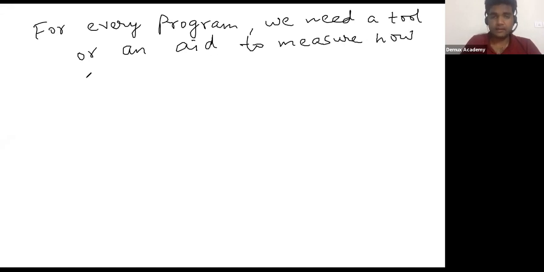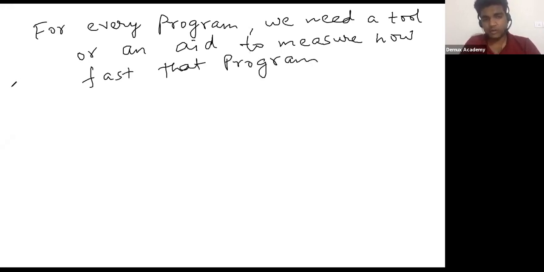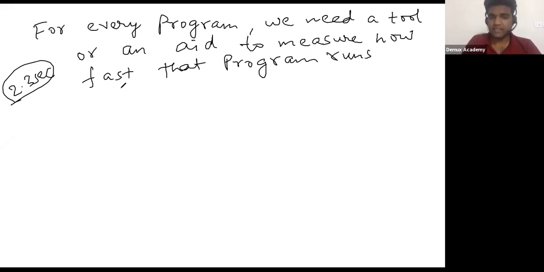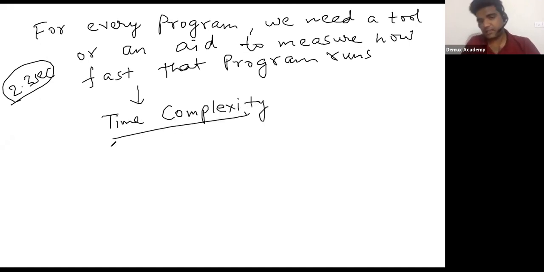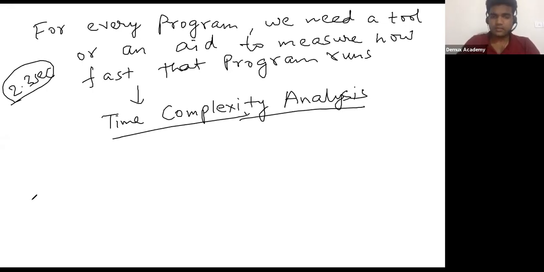But that measurement should not be really tied to the CPU. It should not be exact, like 2.3 seconds this program took. We want an approximate measurement of how fast that program runs. And that is where time complexity analysis comes into the picture. So we say that we can analyze the execution time of programs using this time complexity analysis that we have. So far so good, no rocket science, all plain English.